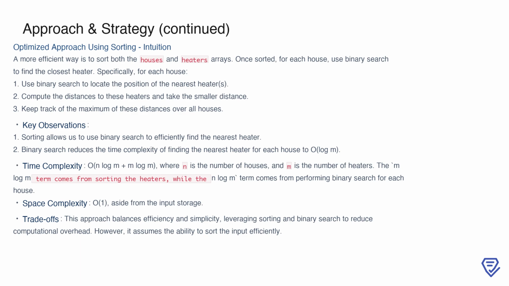Sorting the heaters allows us to reduce the complexity of finding the nearest heater to O(log m), and as a result, the overall time complexity becomes O(n log m + m log m). The first term accounts for binary search being performed for each house, and the second term comes from sorting the heaters. This approach is both efficient and straightforward, relying on the sorted order to minimize unnecessary comparisons. However, it assumes that sorting is feasible within the given constraints, and while efficient, it still has some computational overhead due to repeated binary searches.